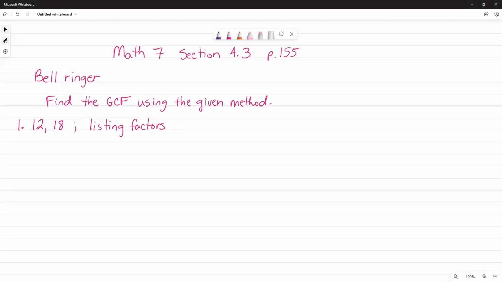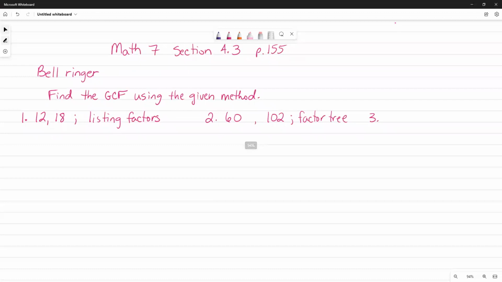Okay, and then second one, we'll work through these together in a second, is 60 and 102 using the factor tree. And 3, I can get this to all fit, 36 and 90 using the factor ladder.